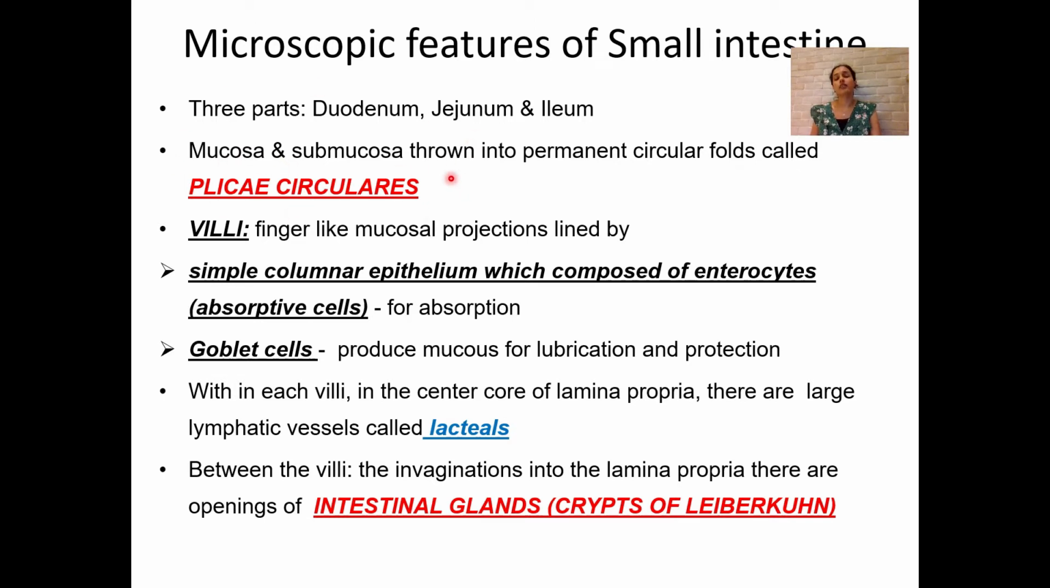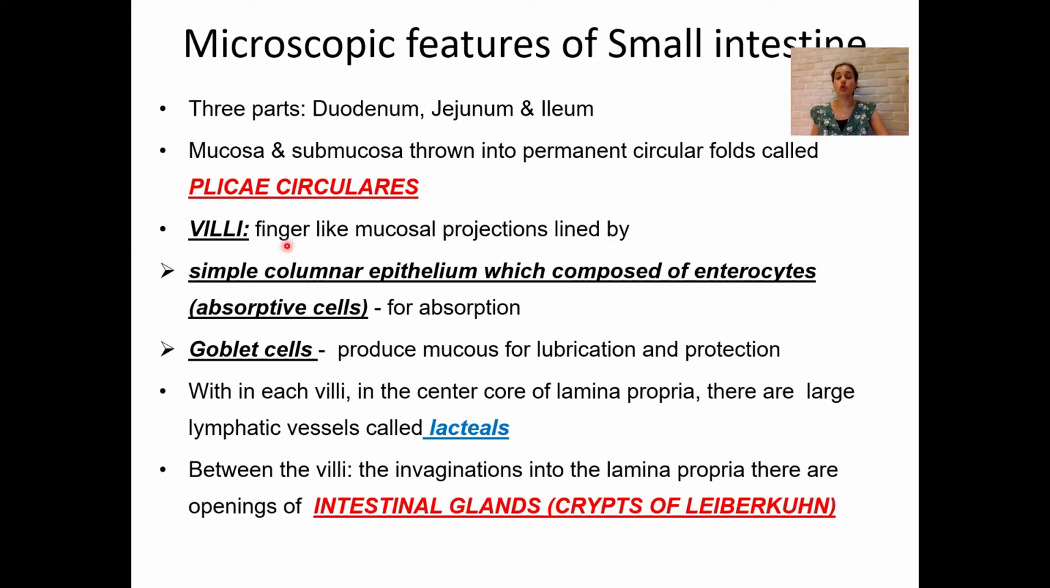When you go into the lining epithelium of the mucosa, it is simple columnar epithelium, and the cells here are called enterocytes because they are present in the small intestine. Their main function is absorption of nutrients. The final digestion takes place and the products of digestion are absorbed. So these cells are called absorptive cells because their main function is absorption.